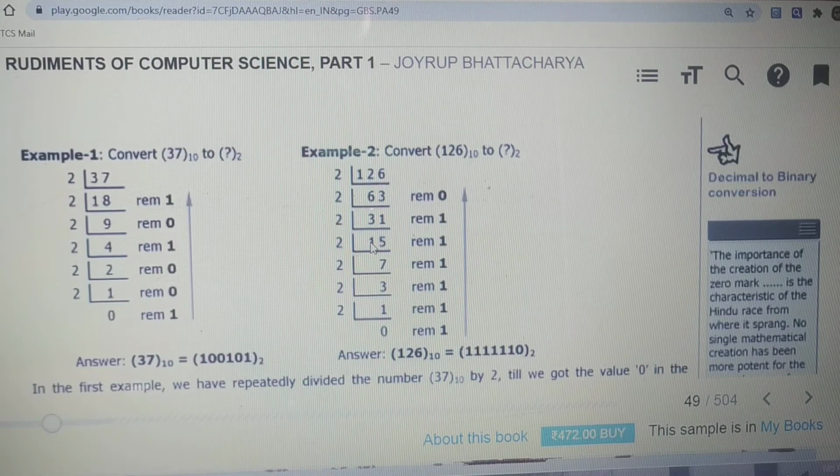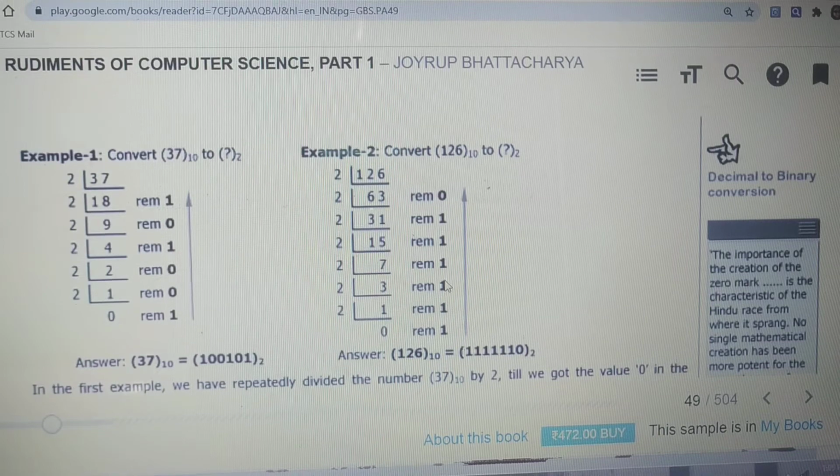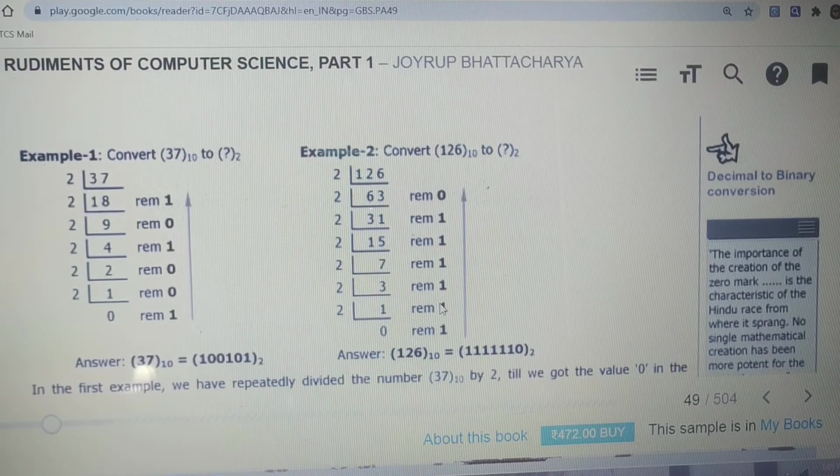Again we are dividing 15 by 2. So quotient is 7, remainder is 1. Again we are dividing 7 by 2. So 3 twos are 6, quotient is 3 and remainder is 1. Again we are dividing 3 by 2. So quotient is 1 and remainder is also 1.